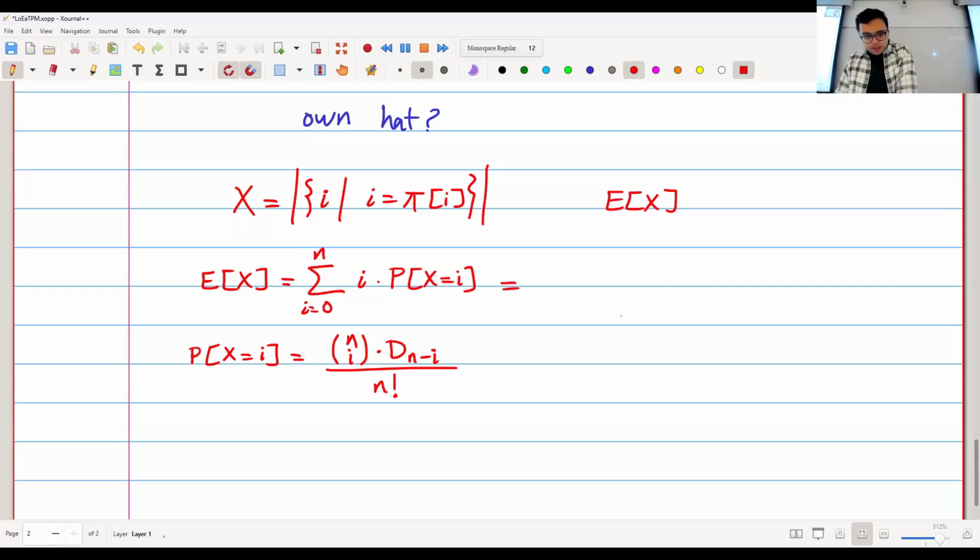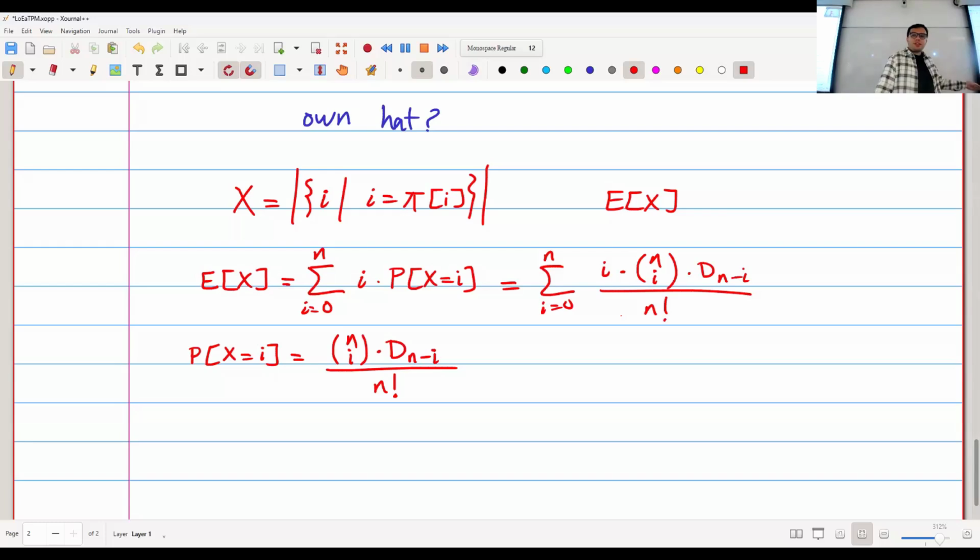So my expected value is going to be this. It's going to be the sum of i from 0 to n of i times n choose i times the number of derangements of n minus i over n factorial. And again, this is ugly. This is hard to compute.